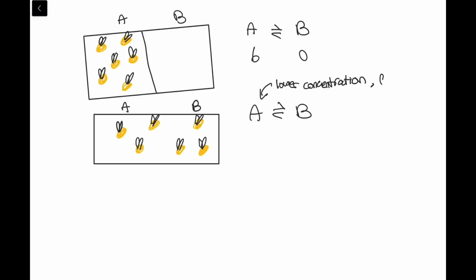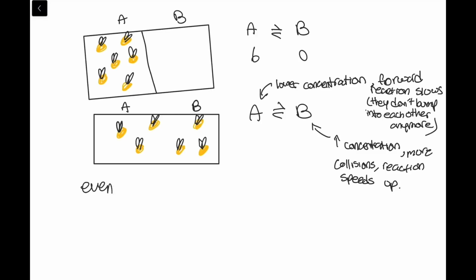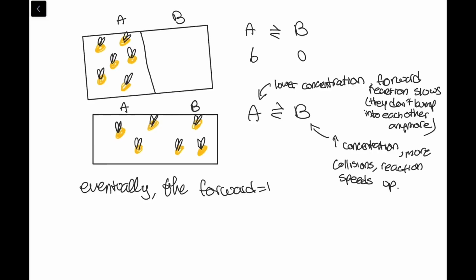Now, at this state, there's a lower concentration on one side, which means the forward reaction is slowing, and the bees aren't bumping into each other anymore. Let's say when they bump into each other, they move or disperse. On the other side, there's a higher concentration, more collisions, and the reaction speeds up, which is a reverse reaction. This means that eventually, the forward and backward reactions will be equal.